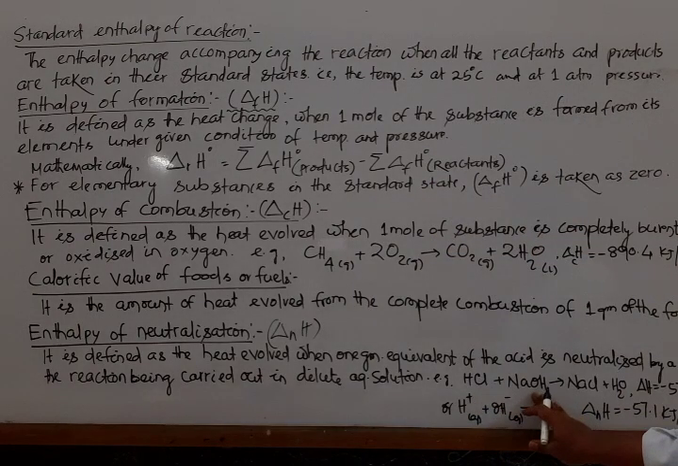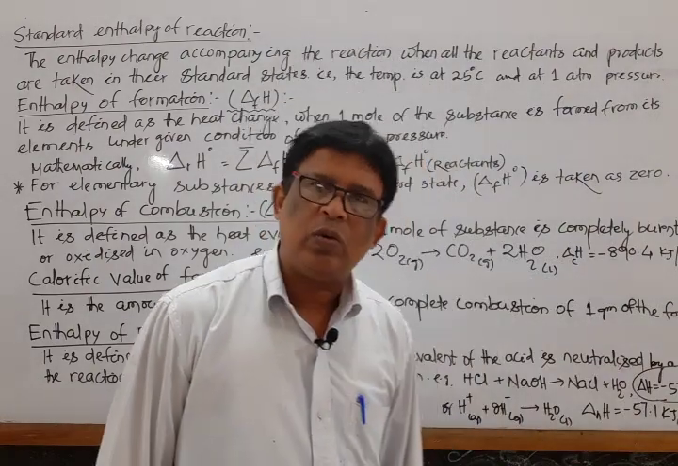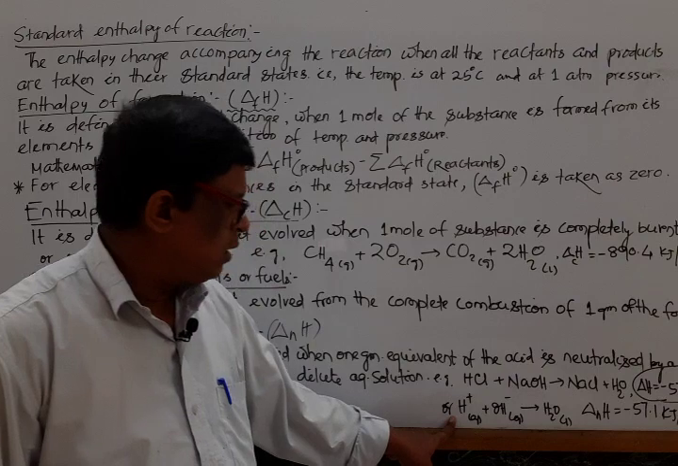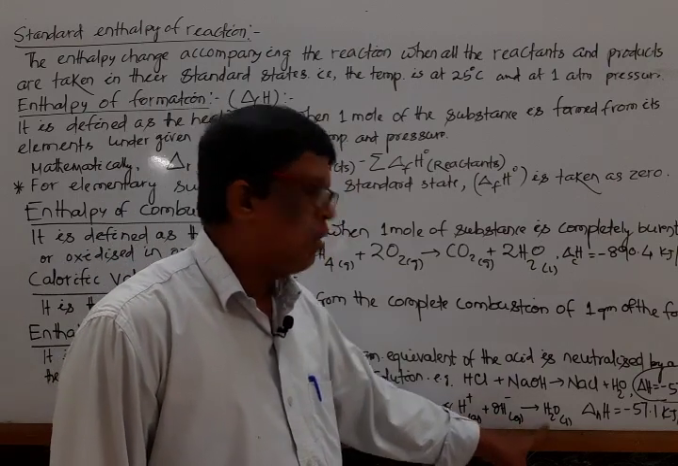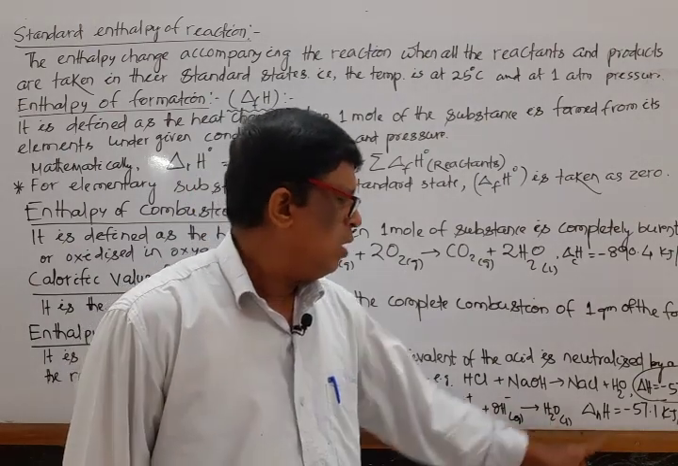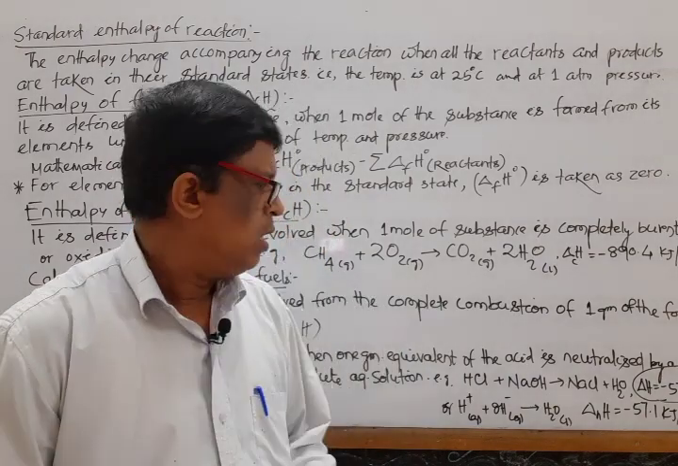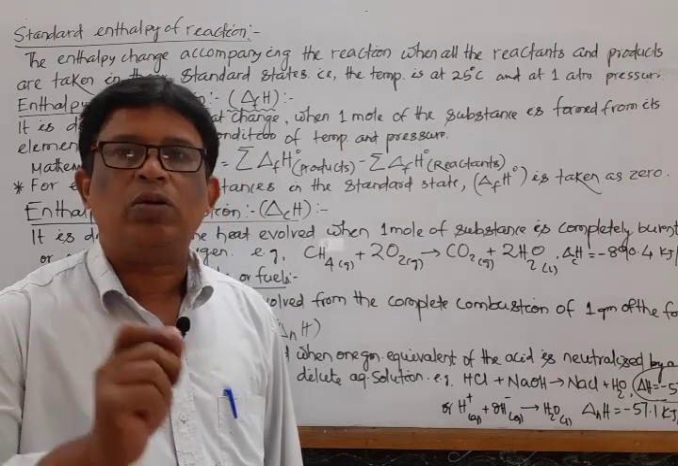For example, HCl plus NaOH give rise to NaCl plus H2O. Amount of heat evolved is 57.1 kilojoule per mole. This equation may also be represented that 1 mole of H plus in aqueous solution combined with 1 mole of OH minus ion in aqueous solution, resulting in the formation of 1 mole of water. Then del Hn, that means enthalpy of neutralization, is equal to minus 57.1 kilojoule per mole.